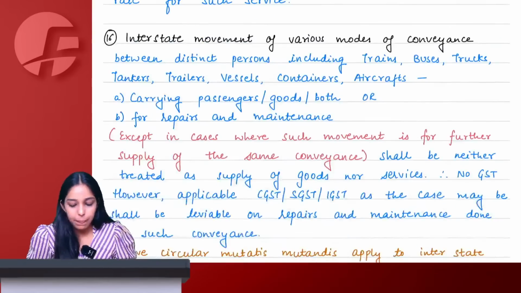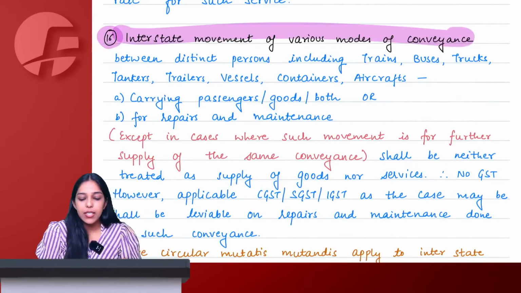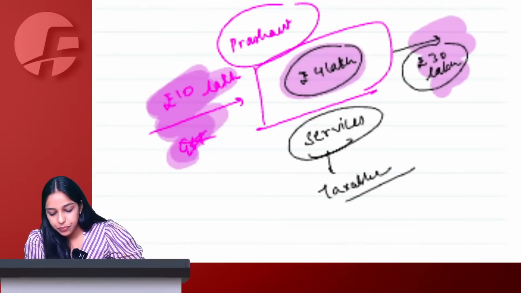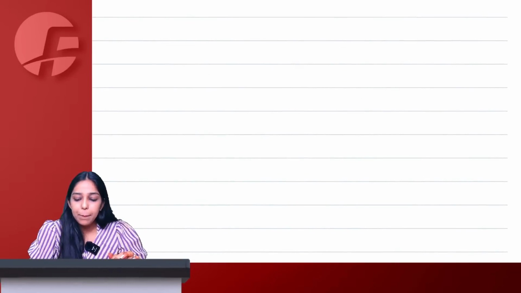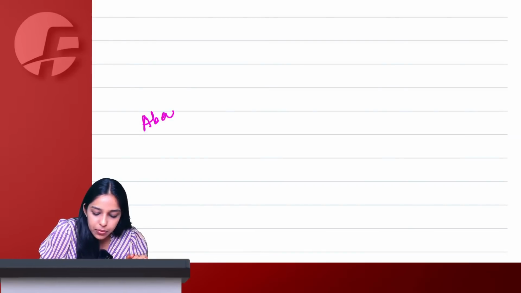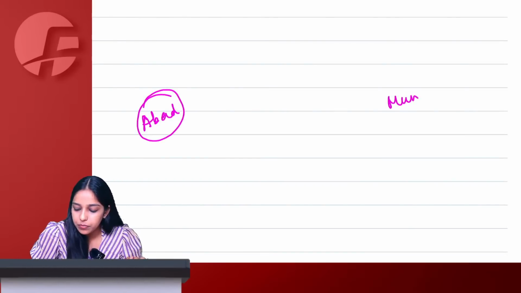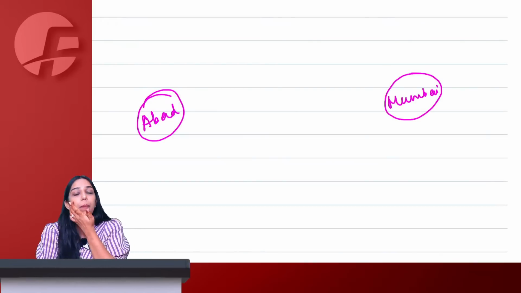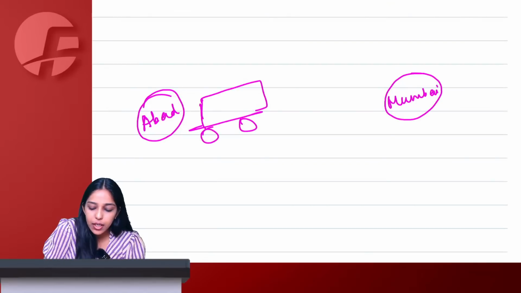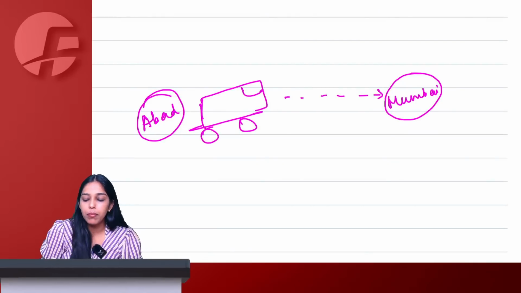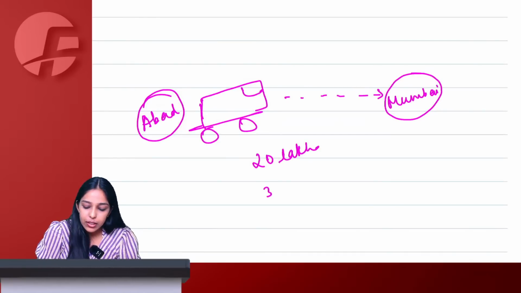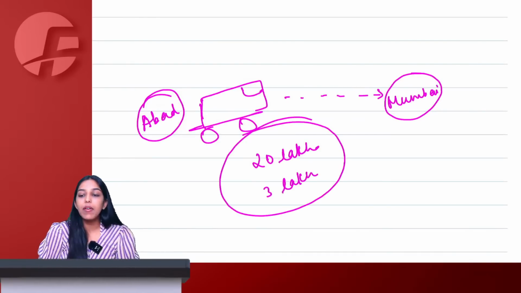Okay. Then the next point says, interstate movement of various modes of conveyance. Now understand. Same PAN, separate registration, two distinct persons. My one shop in Ahmedabad and my one shop in Mumbai. The Mumbai shop needed 100 units of goods. So what I did, I put all of these units in a truck and I sent this truck to Mumbai. The truck is worth 20 lakh rupees and the goods are worth 3 lakh rupees. Tell me what will be the value of supply.